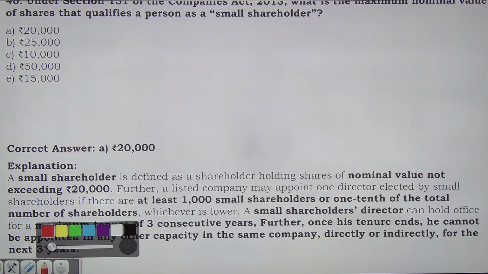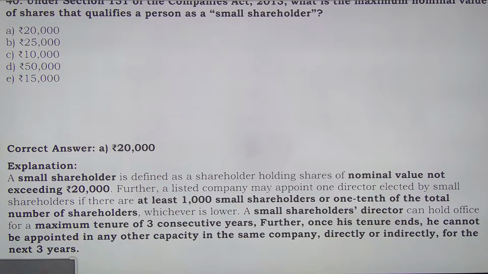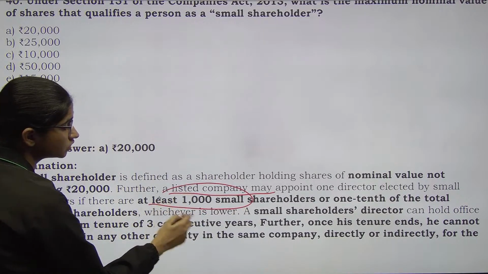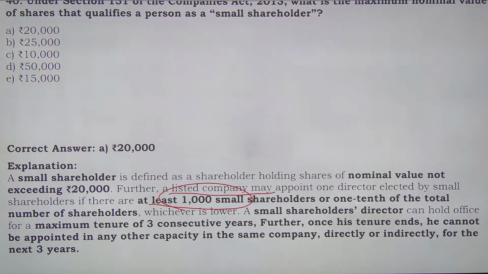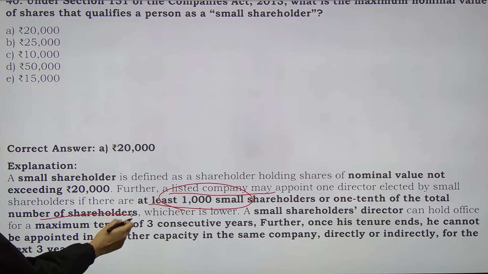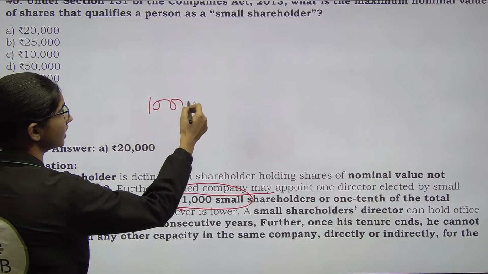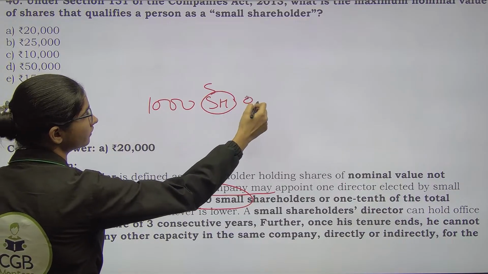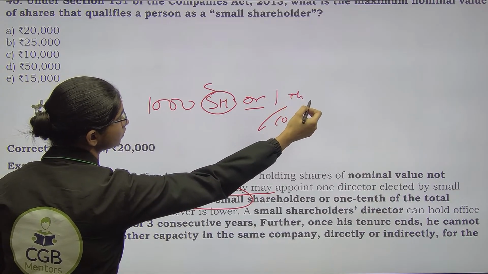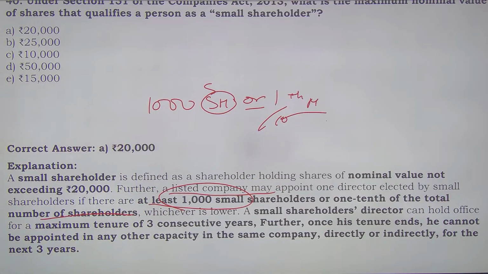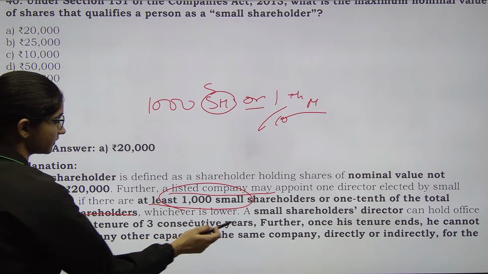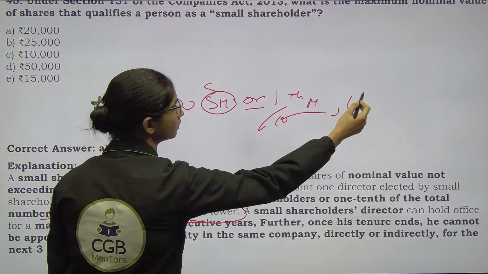And let us try to understand also what are the provisions for appointing a small shareholder director. If there is a listed company, okay, it can appoint a small shareholder director if there are at least 1000 members who are small shareholders, or 1/10 of the total number of members are small shareholders. Either 1000 are small shareholders, or 1/10 of the total members. Then in that scenario a listed company has to appoint what? A small shareholder director. Whichever is lower, that limit is also there. Okay, so we will see the lower.